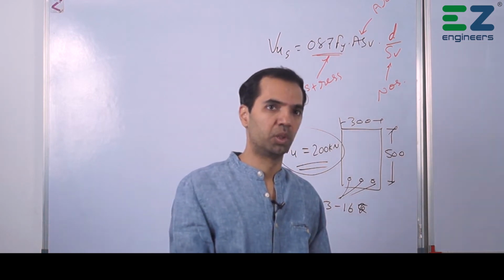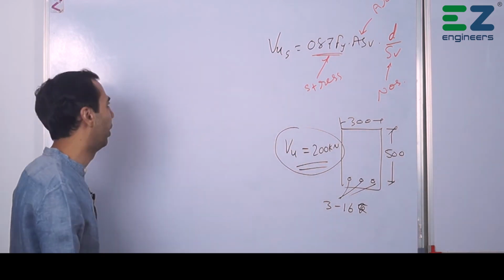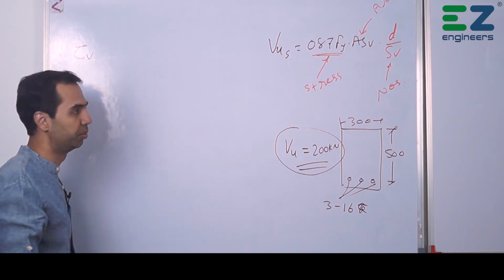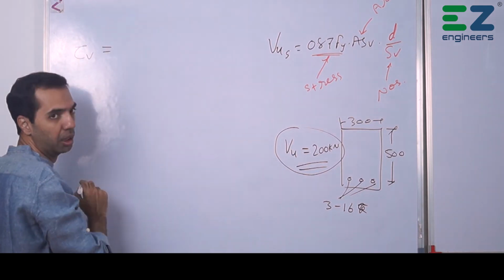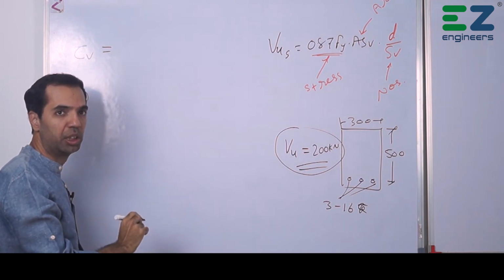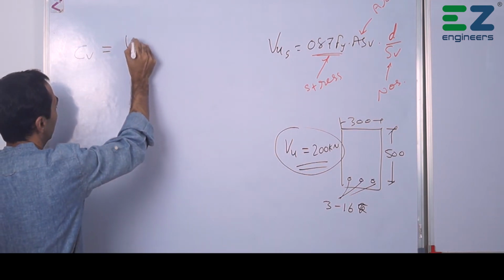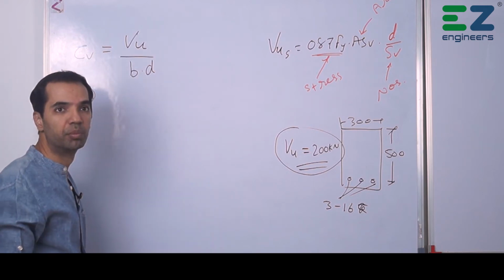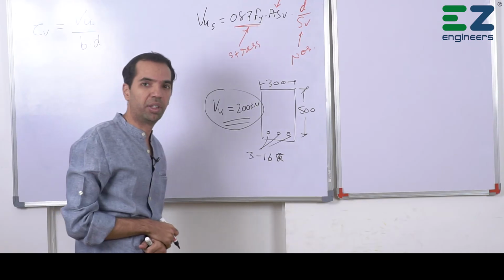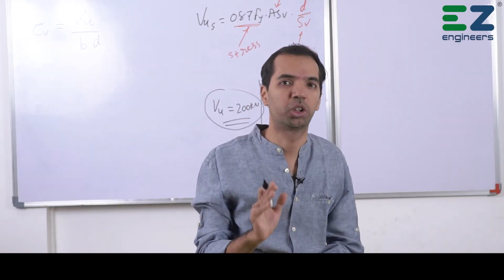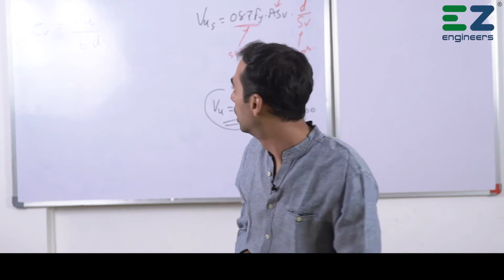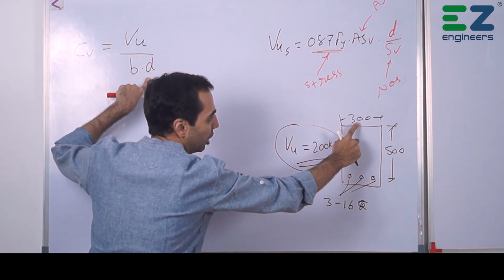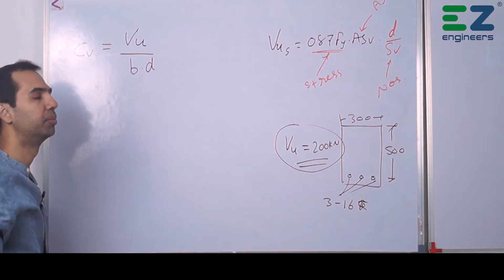Okay, so first of all we will find what is the shear stress. Tau V, actual shear stress or nominal shear stress, will be equal to Vu by Bd. This will be, my dear friends, total shear stress in the beam. Vu will be nothing but the total shear force, and B and D will be the dimension 300 and 500 mm.